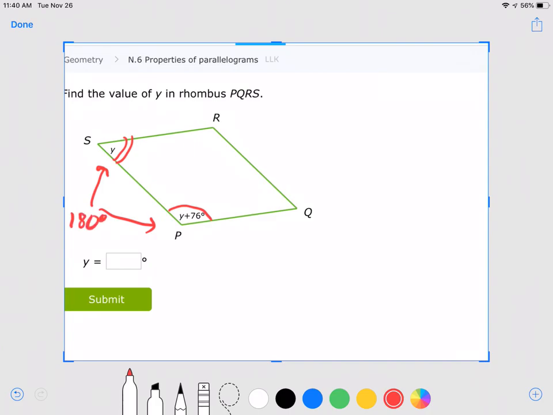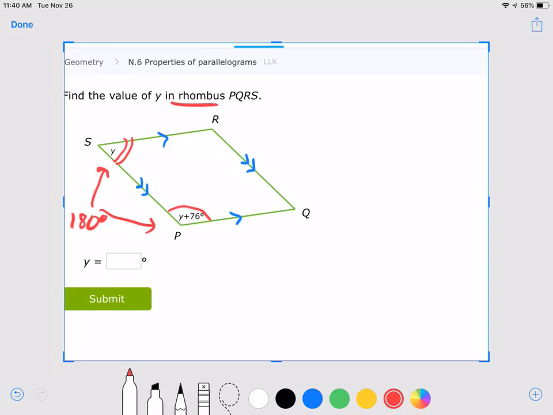Now, this is also true for a rhombus, because a rhombus is a parallelogram. A rhombus is a parallelogram because this side is parallel to this side, and this side over here is parallel to this side over here. So a rhombus is a type of parallelogram. It just so happens that all four sides are congruent. So, although this is a rhombus, we can still apply the fact about parallelograms to it.